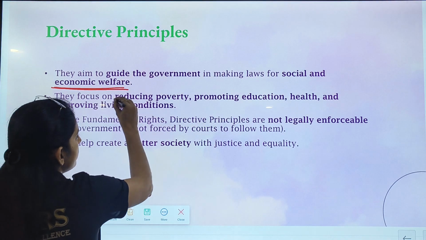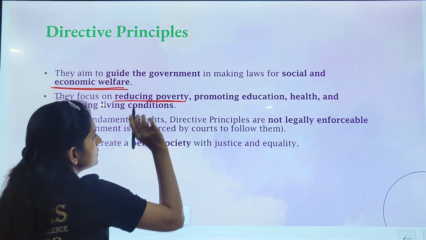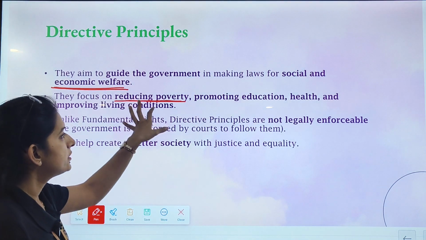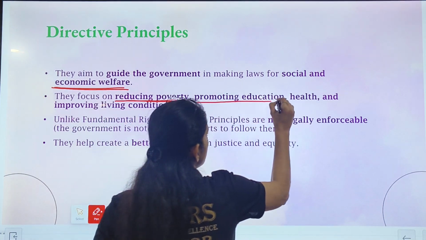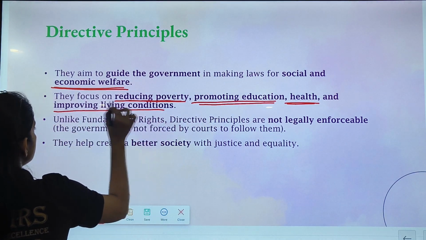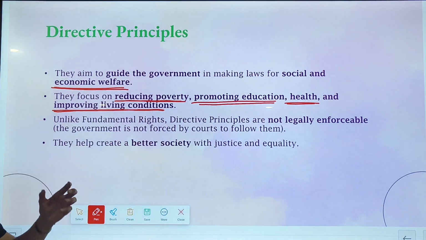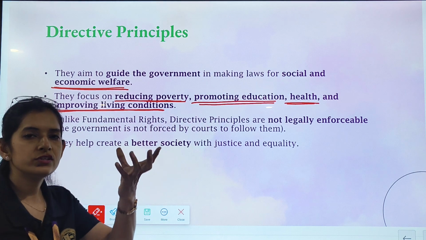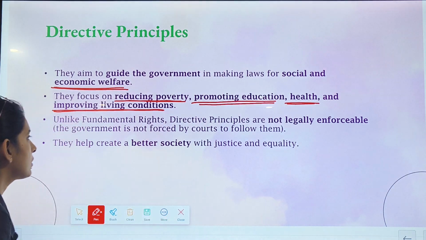They focus on reducing poverty. Some of the points on which directive principles work are reducing poverty, promoting education, health, and improving living conditions of the people. These are some of the basic points according to which the directive principles work.